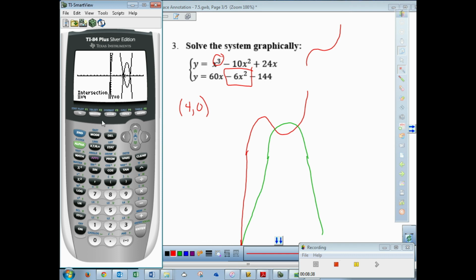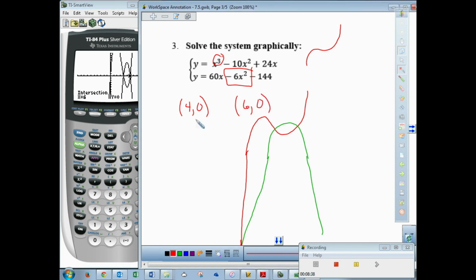Now I'll do that again. Second, calculate, intersection. First curve, enter. Second curve, enter. Guess. I have to move my cursor closer to that other place of intersection. I'll bet it's at 6, 0. 6, 0. But now the fun part. We've got to find that third place.